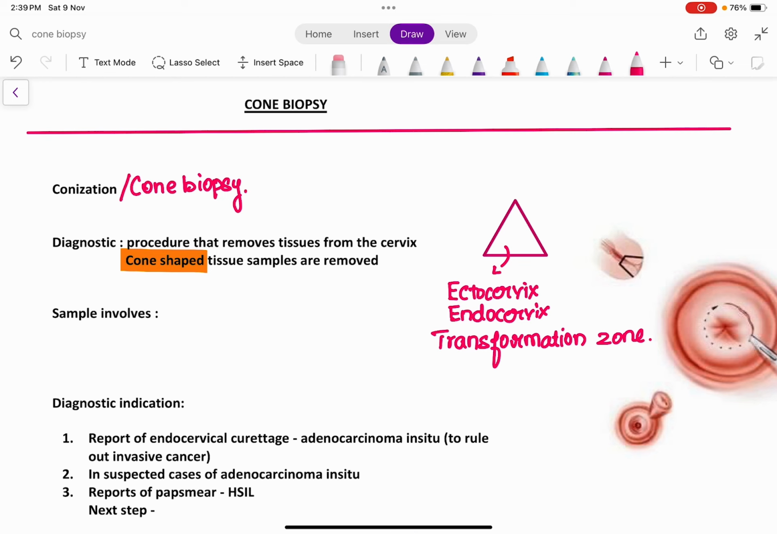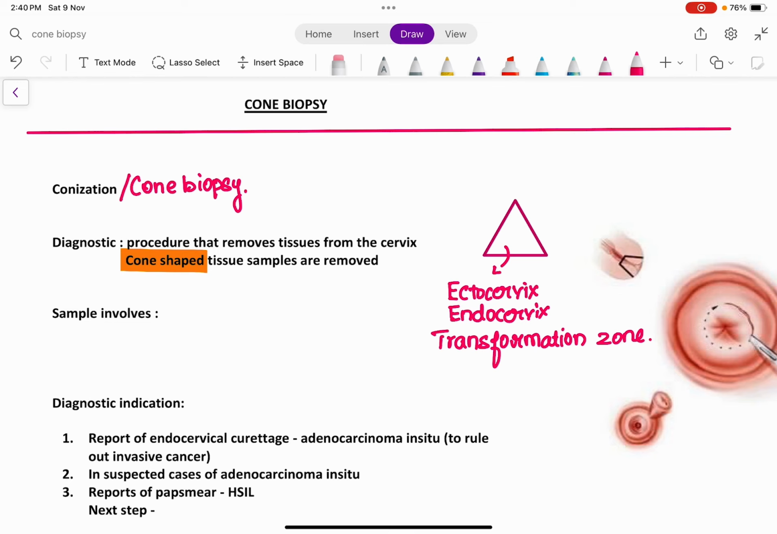Before starting with the topic, what do you mean by cone biopsy? Biopsy is nothing but removal of any tissue from the body for diagnostic purposes. Biopsy can be taken from any part of the body where there is any suspicion of malignancy, right? From that particular organ, we remove some amount of tissue and send it for histopathological examination. So this is the biopsy. Now here we discuss the cone biopsy.